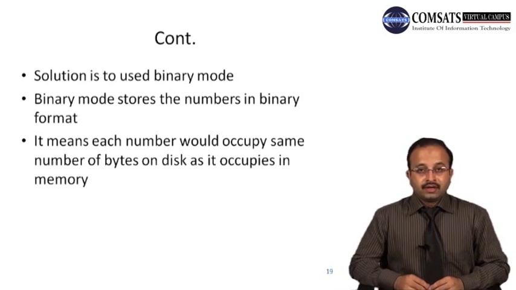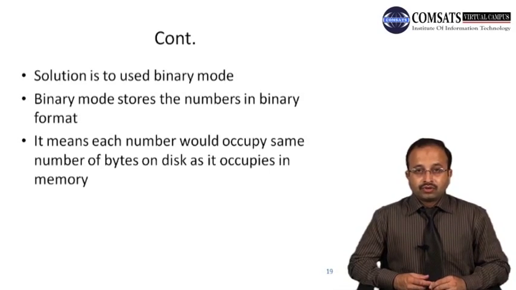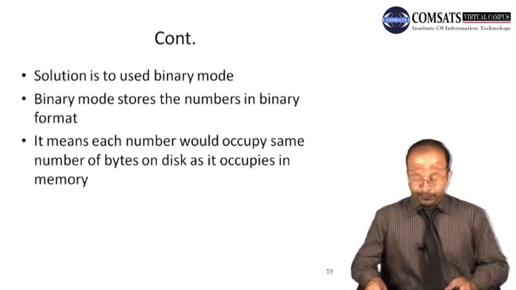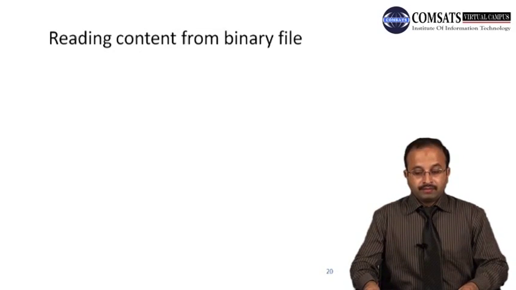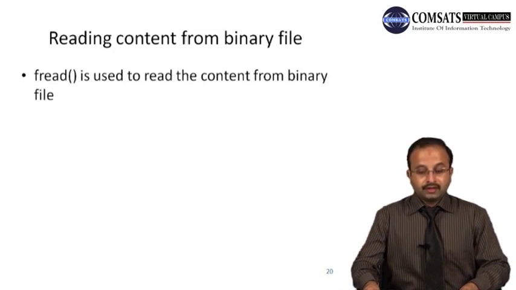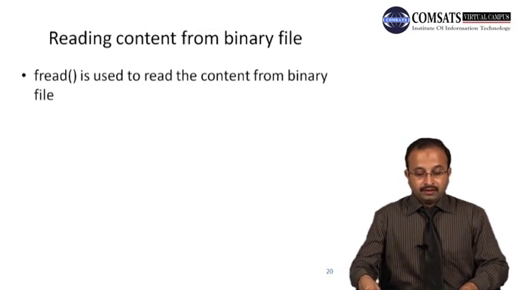So if you want to store a floating point value, it occupies 4 bytes. If you are storing an integer value, whether that integer is a 5-digit number, a 6-digit number, or a 1-digit number, it occupies 4 bytes. Now, reading content from a binary file. fread is used to read the content from a binary file.